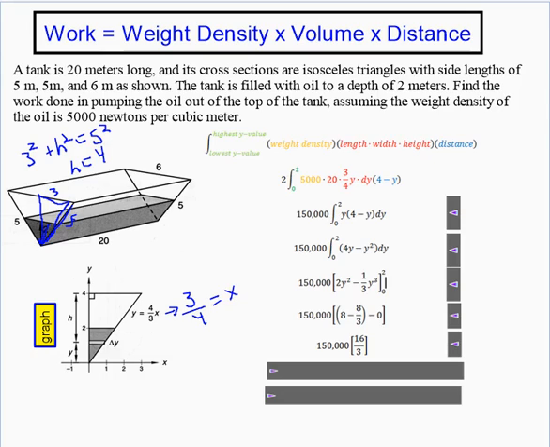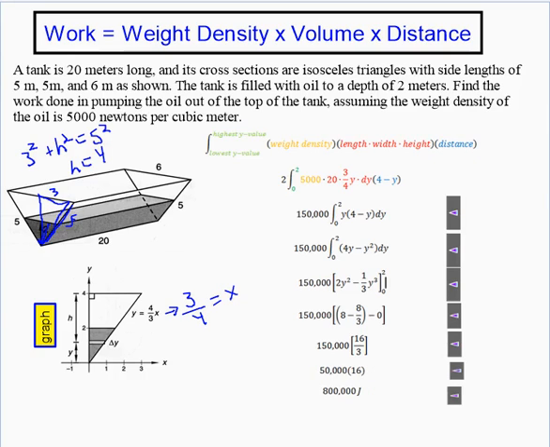We can actually reduce here, so 3 goes into 150,000, 50,000 times, and then we multiply, and we get 800,000 joules. So the new part was done up here. The rest is just evaluating a definite integral, which we've done many times before.